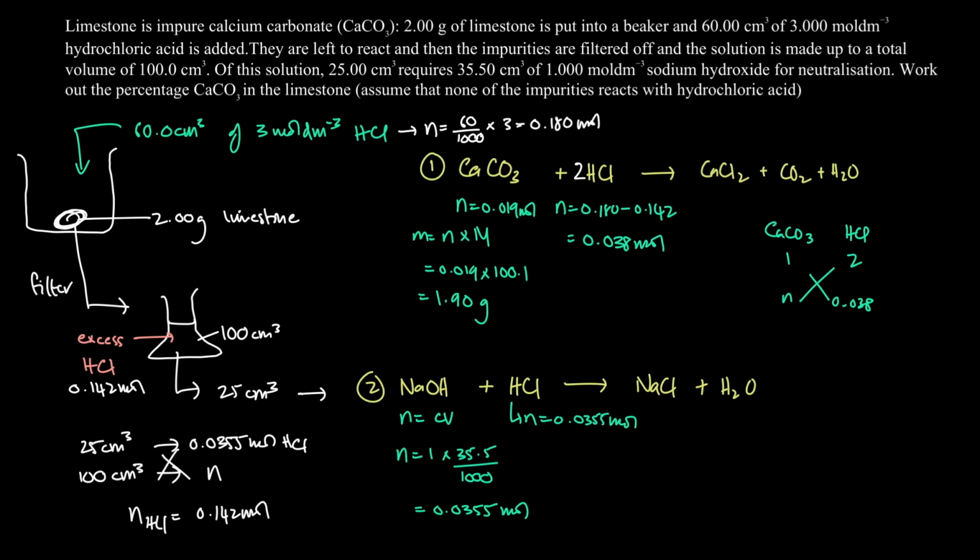So if you want to figure out the percentage purity, the percentage purity is basically the mass of the pure calcium carbonate divided by the total mass of the sample, times 100. So that is 1.90 divided by 2.00 times 100, and that gives you 95.0%. So that is the purity of calcium carbonate in this limestone.